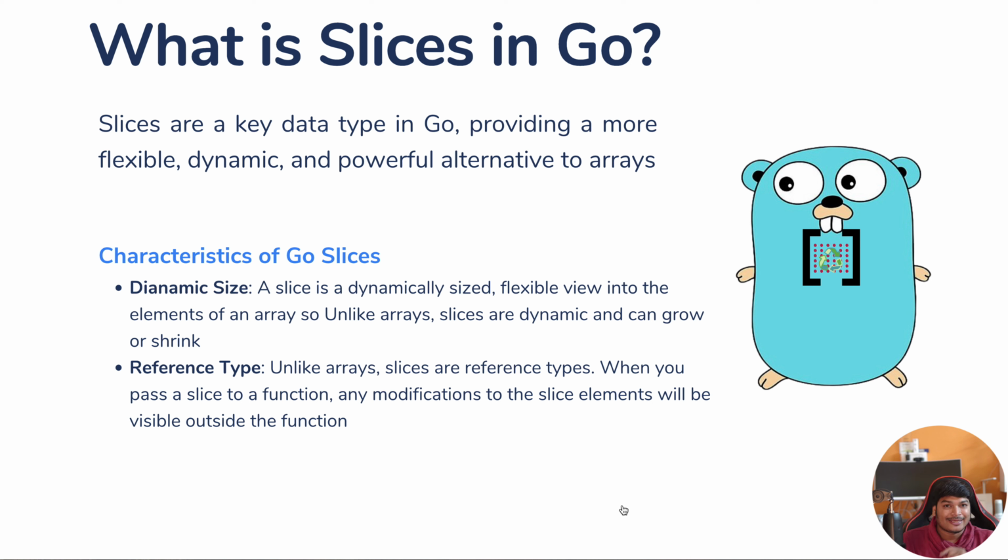Okay, the second characteristic is the reference type. Now array was what? Value type, right? So unlike arrays, slices are reference type. So if you pass one variable's value to another variable, or if you pass the variable to a function, and you change the value in the function or in the other variable, the original variable's value will also change, because you're passing the data by reference. So any change you make after passing to another function or another variable will reflect in the original variable as well. While in array, it was not the case.